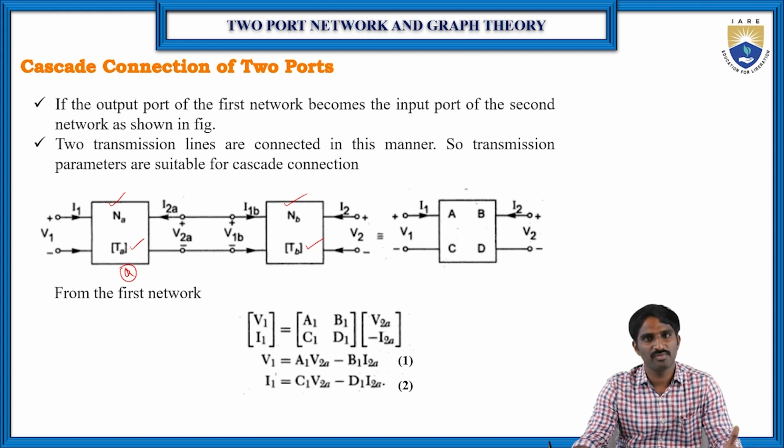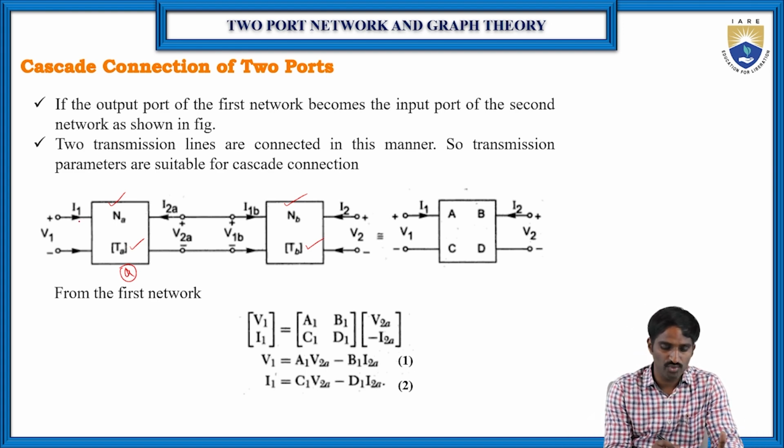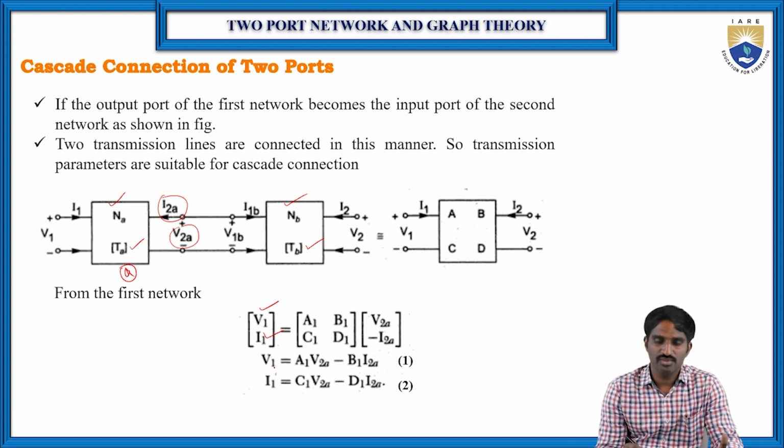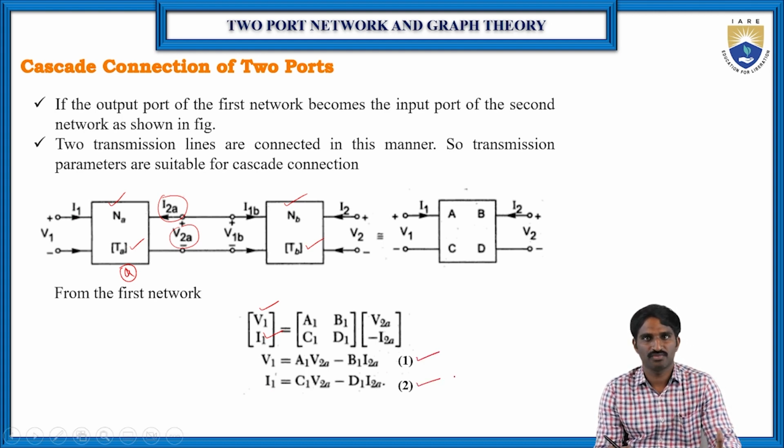The transmission parameter equations give the input voltage and input current in terms of the output voltage and output current. For the first network, the input voltage and input current are V1 and I1. So we have written the equations of V1 and I1 in terms of the output voltage, which is V2A, and the output current, which is I2A. Then if you write this in equation form, you will get the V1 and I1 equations. Let us consider this equation number 1 and this equation number 2, right?